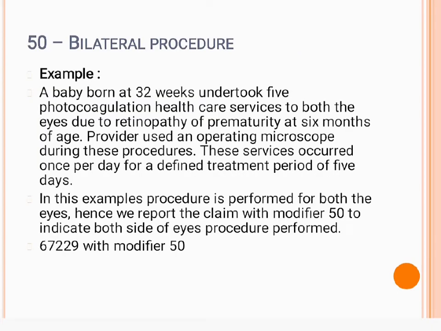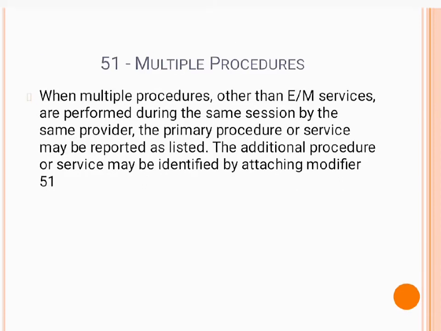Example: a baby born at 32 weeks underwent 5 photocoagulation healthcare services to both the eyes due to retinopathy of prematurity at 6 months of age. The provider used an operating microscope during these procedures. These services occurred once per day for a defined treatment period of 5 days. In this example the procedure is performed for both the eyes, hence we report the claim with modifier 50 to indicate both sides of the eyes' procedure performed. 67229 with modifier 50.